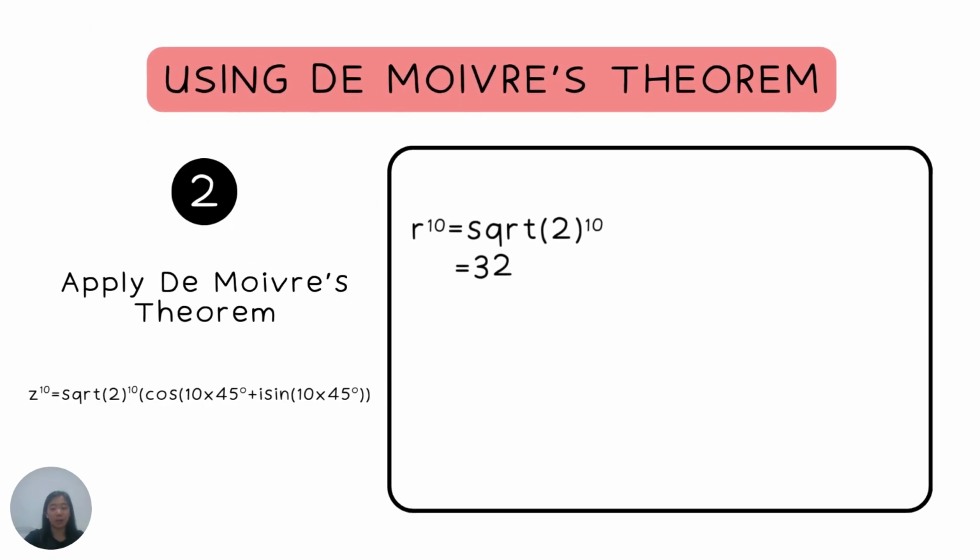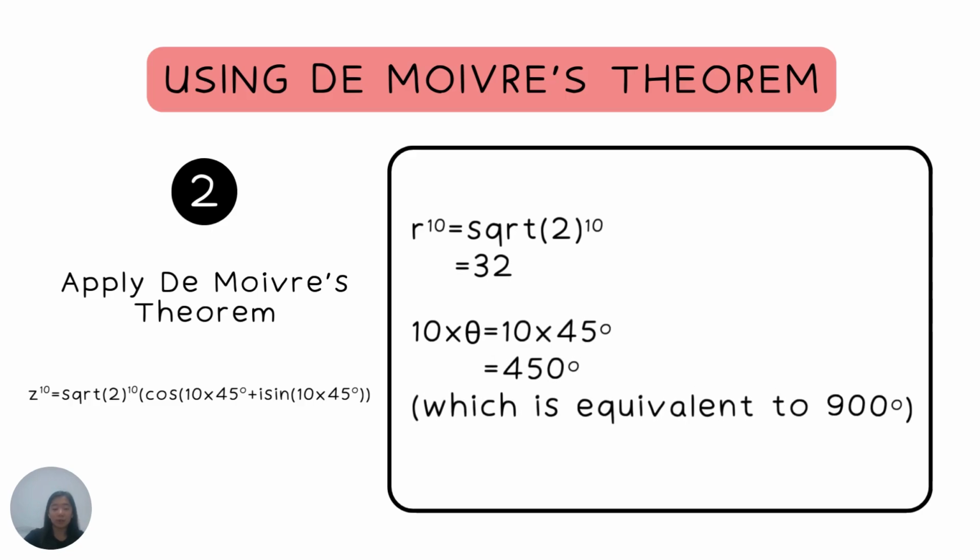And now we apply the mover's magic. We take the square root of 2 and raise it to the 10th power, which gives us 32. Then we take our 45-degree angle and simply multiply it by the exponent 10. That gives us 450 degrees.